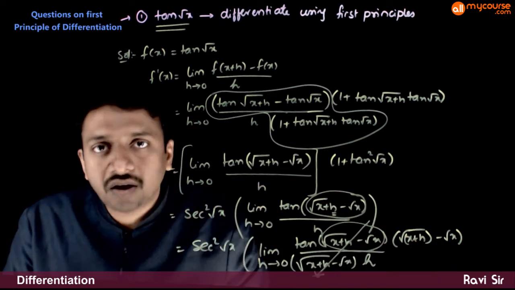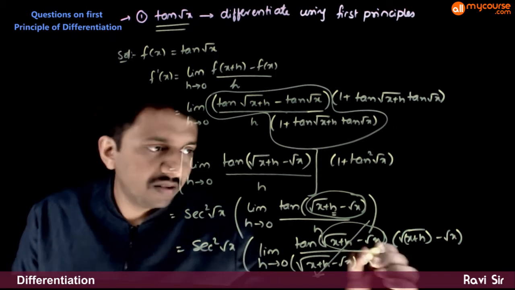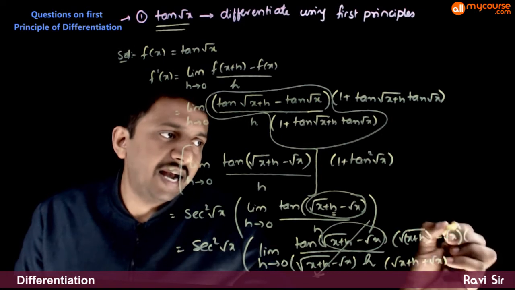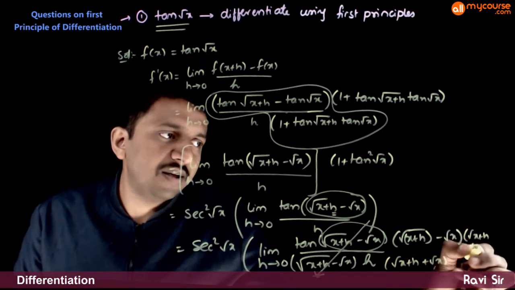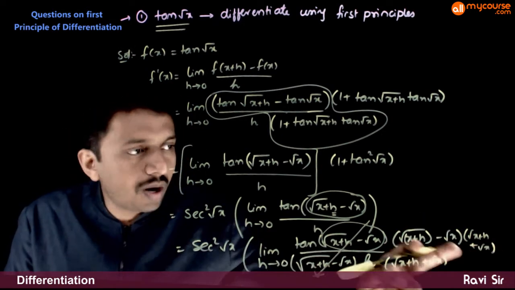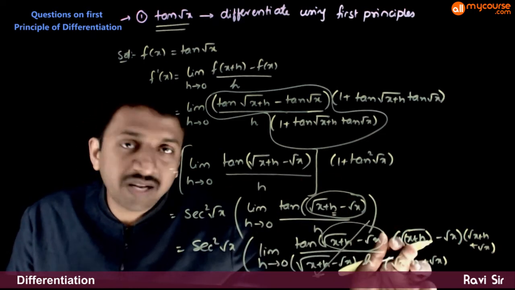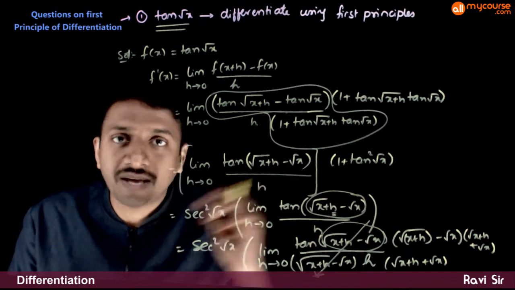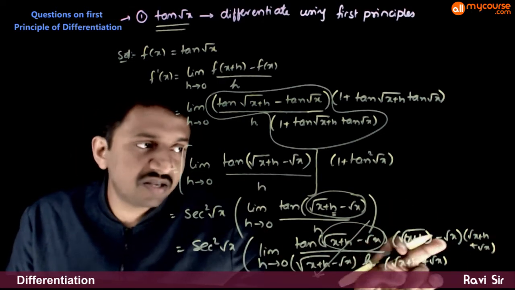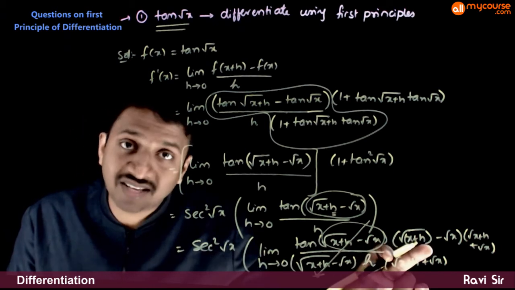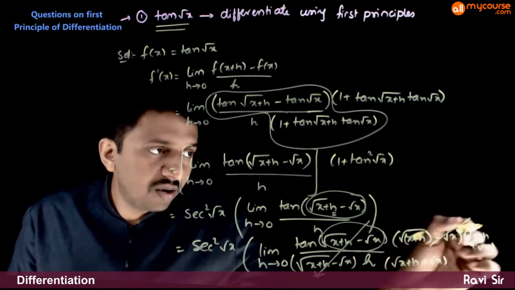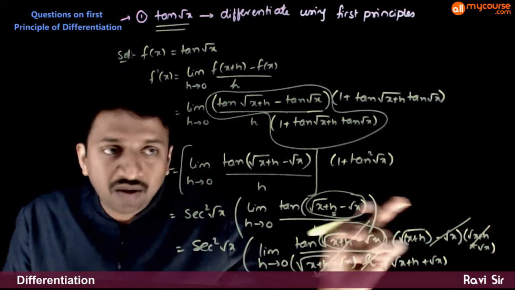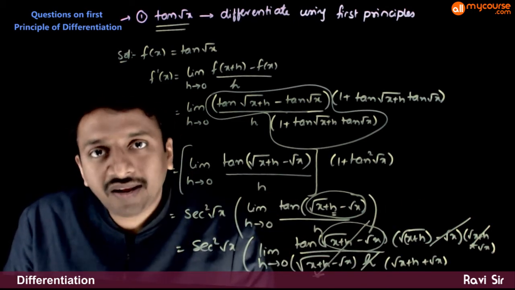This can be very easily solved by rationalization process. So I'll multiply it with root of x plus h plus root x and root of x plus h plus root x. So what happens in the numerator? This a minus b into a plus b is a square minus b square. That is x plus h minus x. So you get h as the answer. So this combined expression and h gets cancelled. So now the indeterminacy has gone completely.